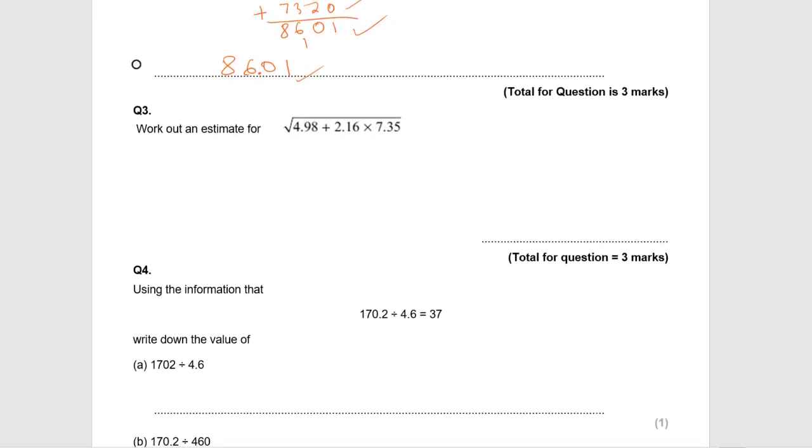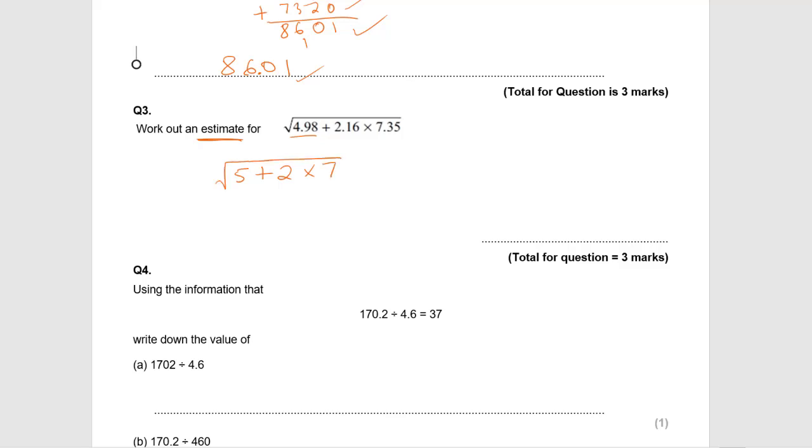Question number 3 is an estimate. When you get an estimate question, the first thing you should think of is how to round the numbers. So 4.98, we round it to one significant figure, which is 5. Then adding 2.16 rounded to one significant figure is 2. And 7.35 rounded to one significant figure is 7.